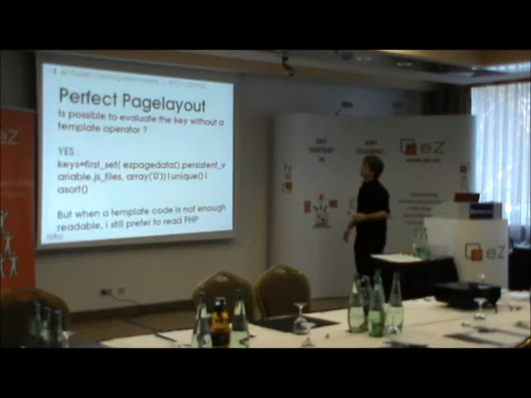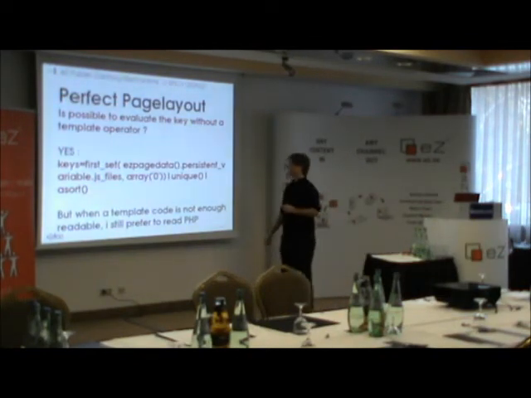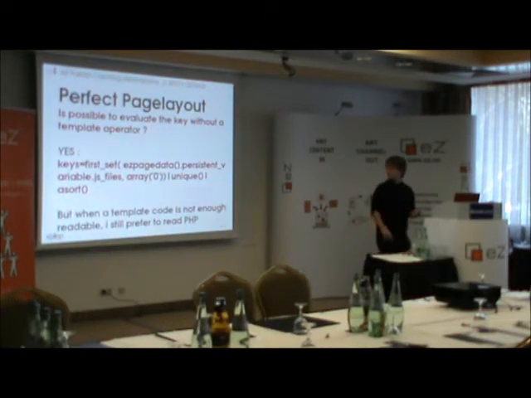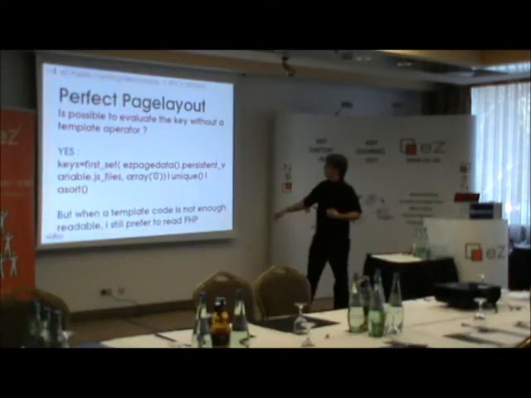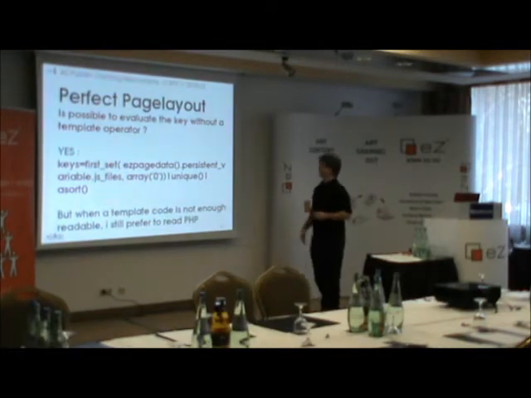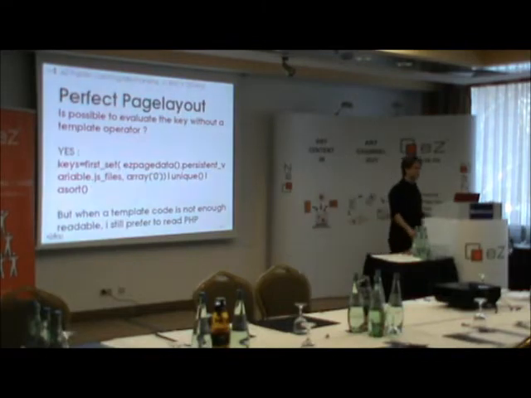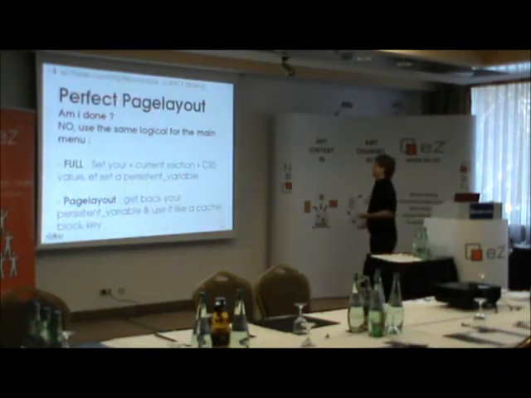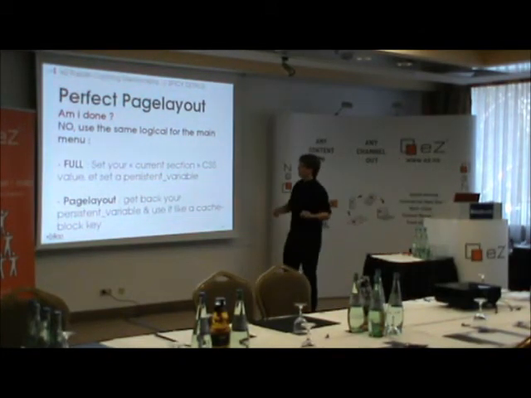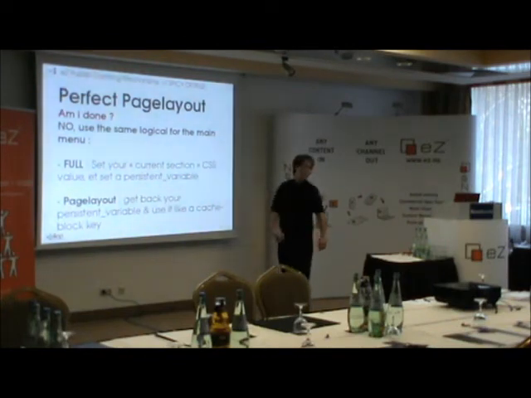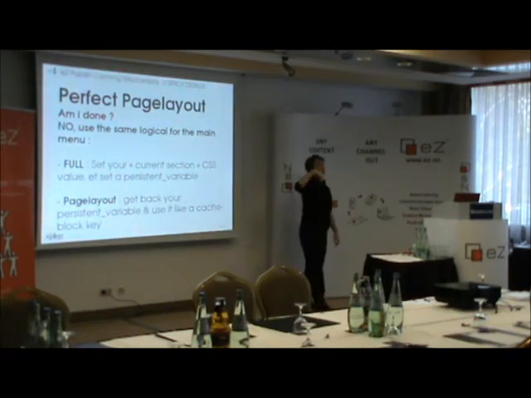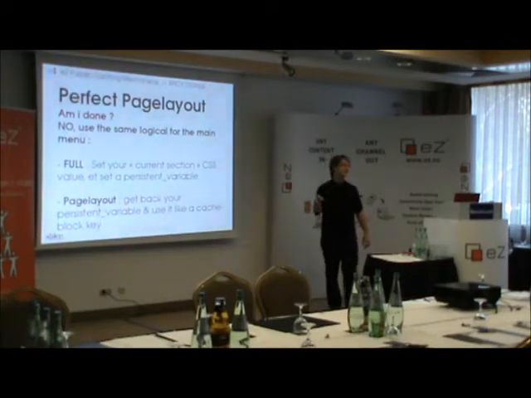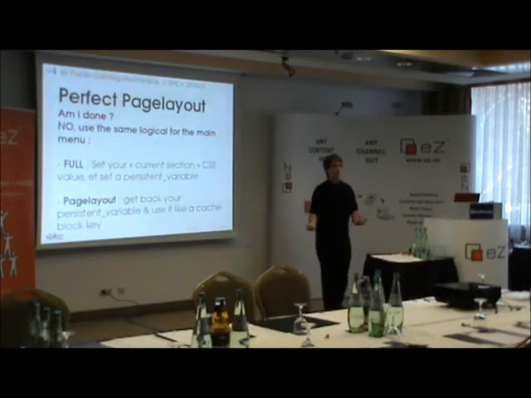With the template system, it looks like that. I still prefer a template operator, but it's working. With a unique sort, that's fine. Okay, after that you can use the same technique for your current section and evaluate your CSS value. You expose your CSS value inside your page layout and set up which section you need to highlight or which color or whatever.